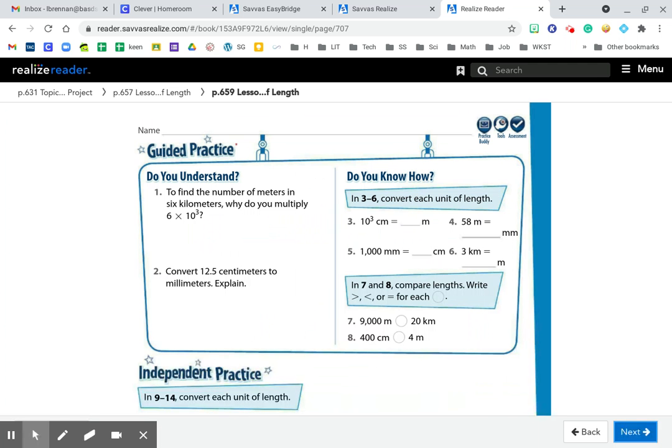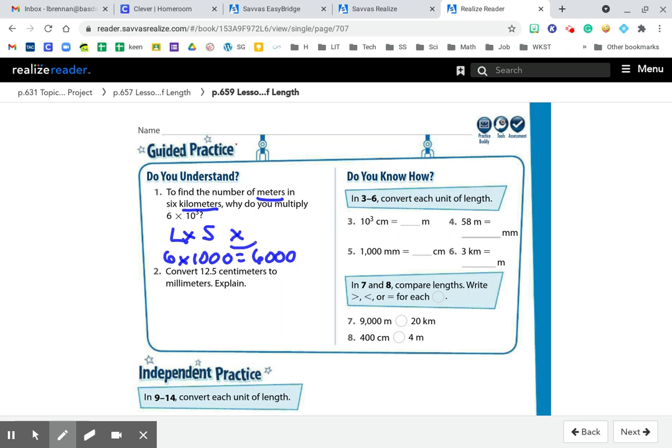Okay, we do a little work here. To find the number of meters in 6 kilometers, we're going to multiply 6 times 10 to the third, or 6 times 1,000. And we are going from the larger unit to a smaller unit, so we're going to multiply. And we know there's 1,000 meters in a kilometer. So to find how many meters there are in 6 kilometers, we multiply 6 times 1,000.